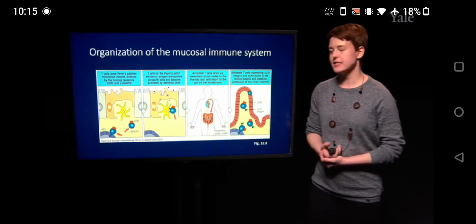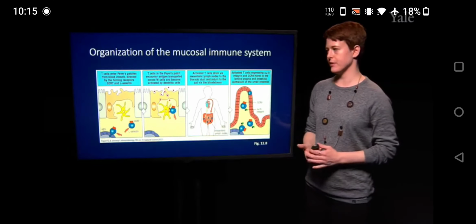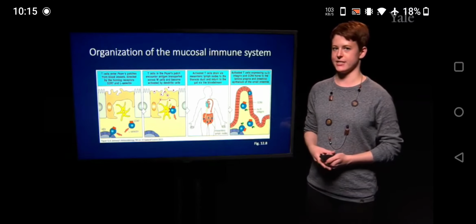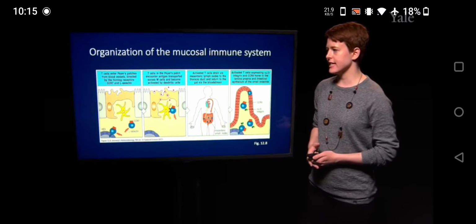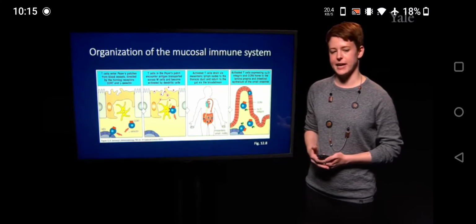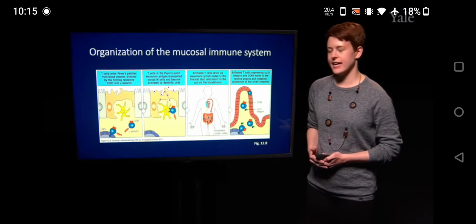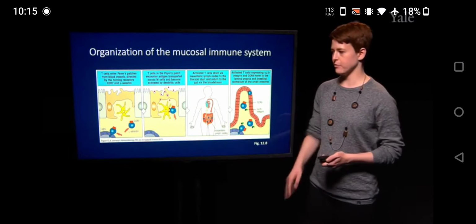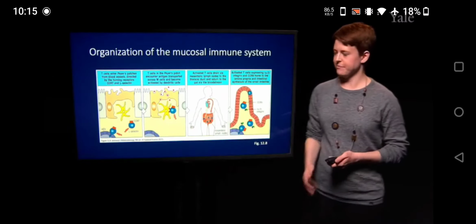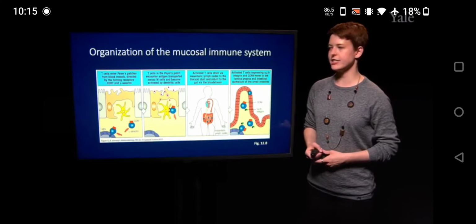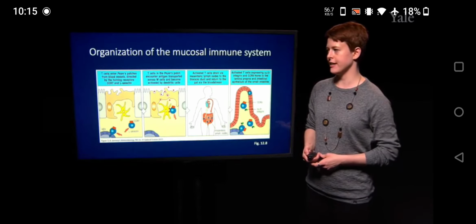Here's a more detailed view of the organization of the mucosa. On the far left, we can see the T cells in the Peyer's patches and how they interact with dendritic cells, which are shown here as a yellow star. The dendritic cells will present antigen to T cells.